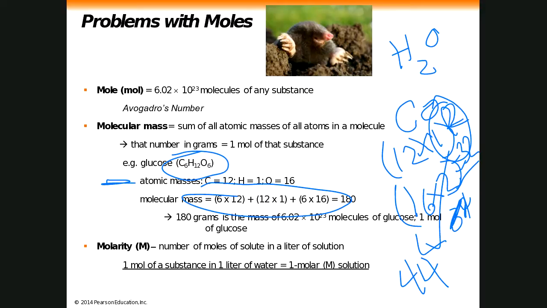180. 180 what? 180 grams of glucose, 44 grams of carbon dioxide, 18 grams of water is a mole. Any questions? If you ever see moles again in chemistry class, that's how you do it.